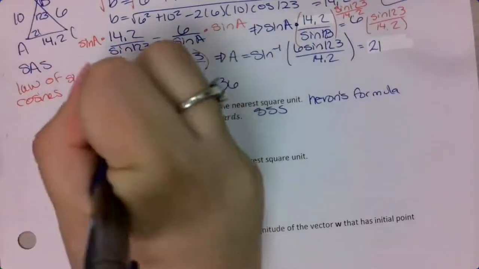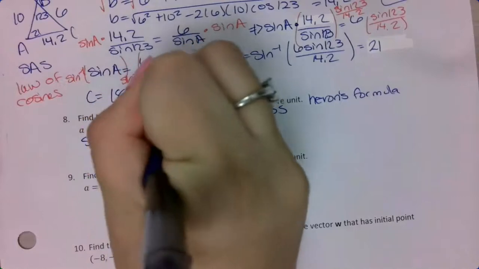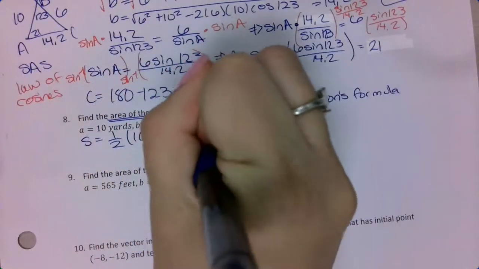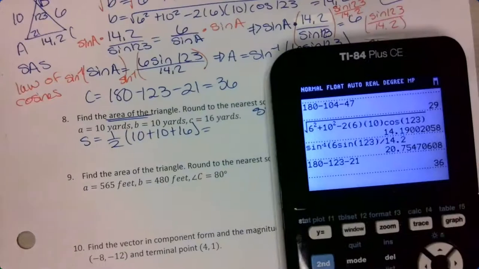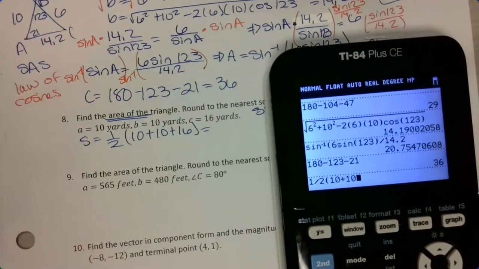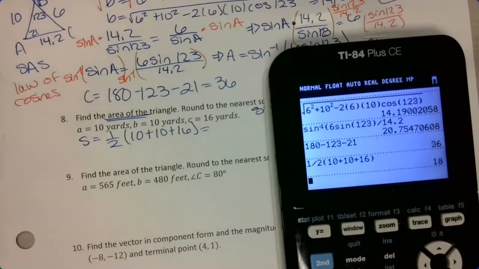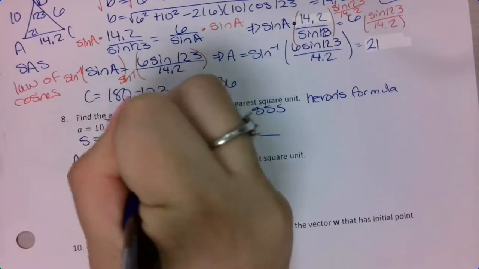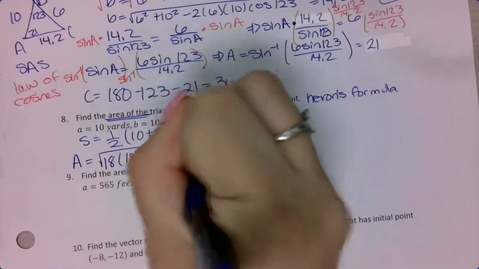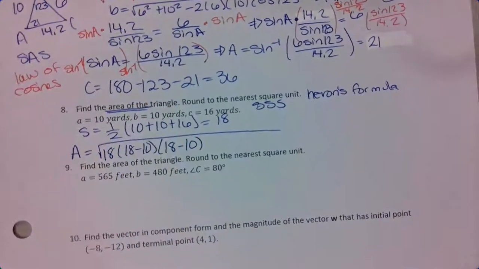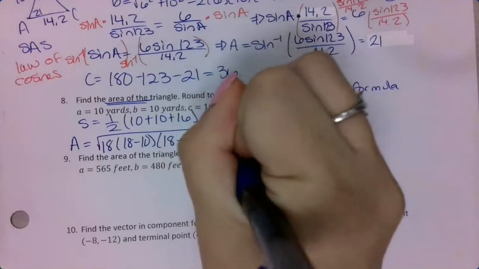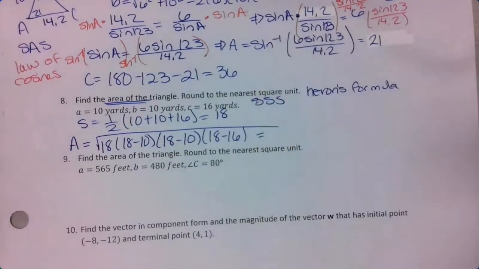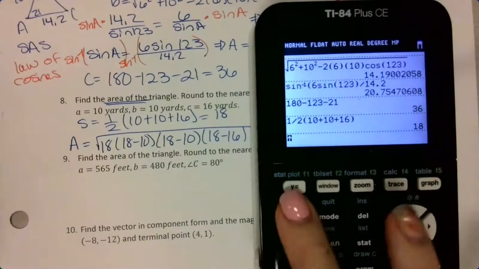S is going to be 1/2 of all 3 of those sides added together. So if I type this into the calculator, that gets me 18. Then to find my area, it's going to be the square root of 18 times 18 minus 10 for my first side length, 18 minus 10 for my second side length, and 18 minus 16 for my third side length. And then I just want to type that all into the calculator.